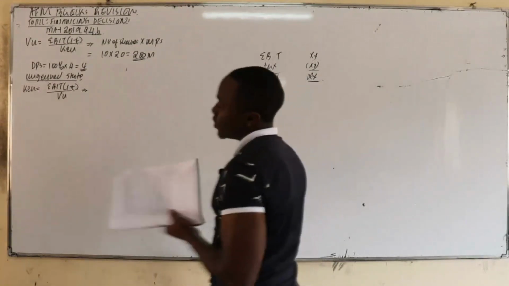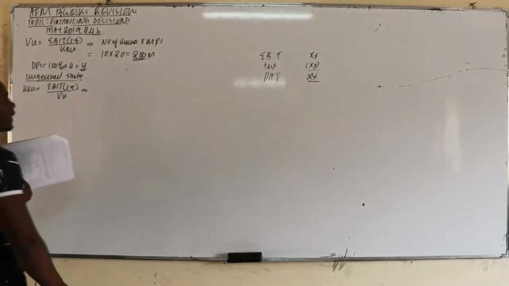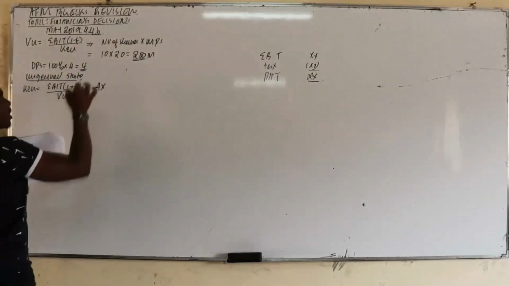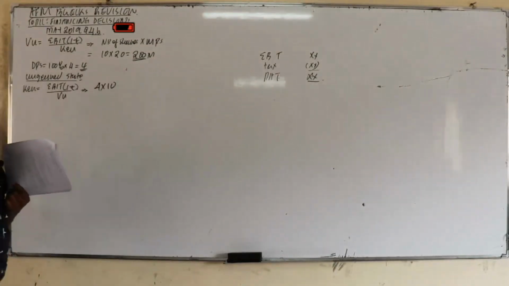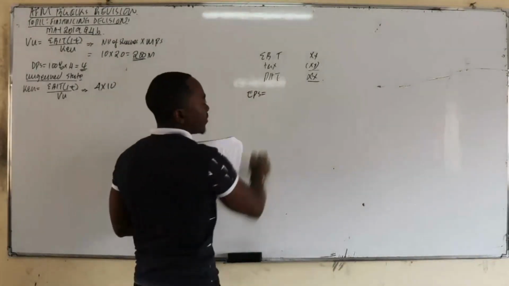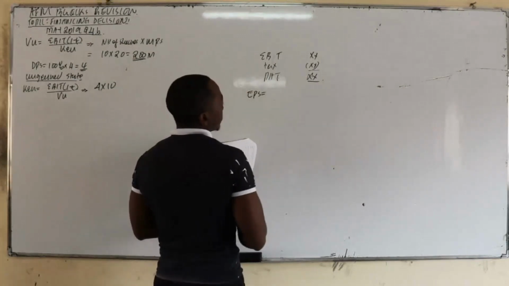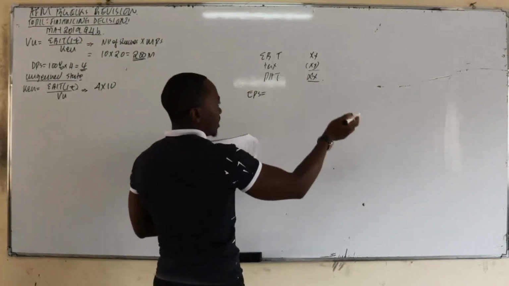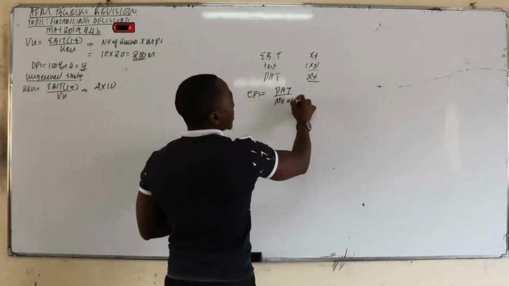In this case, we are not given EBIT, but we are given the earnings per share. How much is the earnings per share? It's 4 per share. How many shares do we have? Let's start from there. How do you get the earnings per share? Is it not the total earnings, which is the profit after tax, divided by the number of shares?